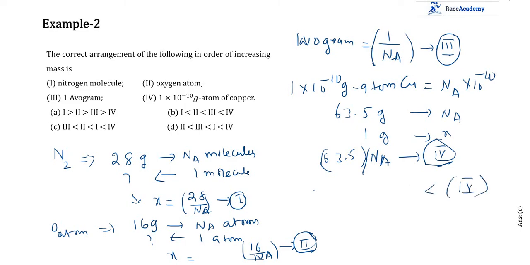Less than this we have 28 by Avogadro number, that is 1. Less than this one we have 16 by Avogadro number, that is Roman number 2. Less than this we have 1 by Avogadro number, that is Roman number 3. So this is the actual arrangement, the increasing order of masses. It matches with option C, so option C is the right answer.